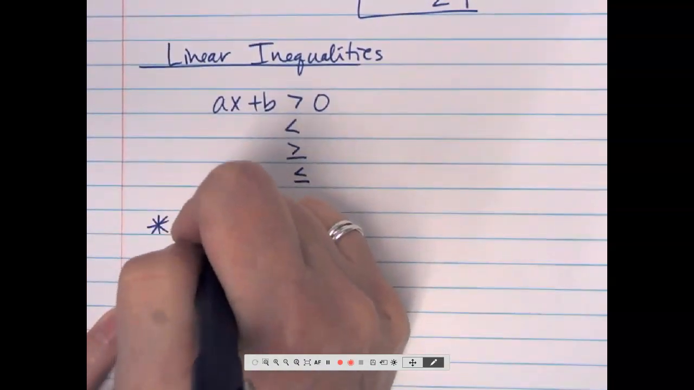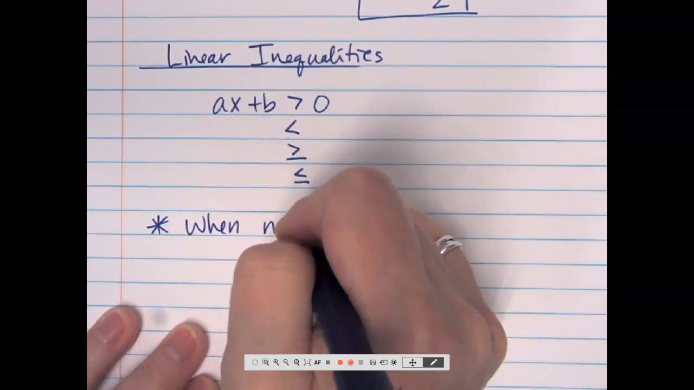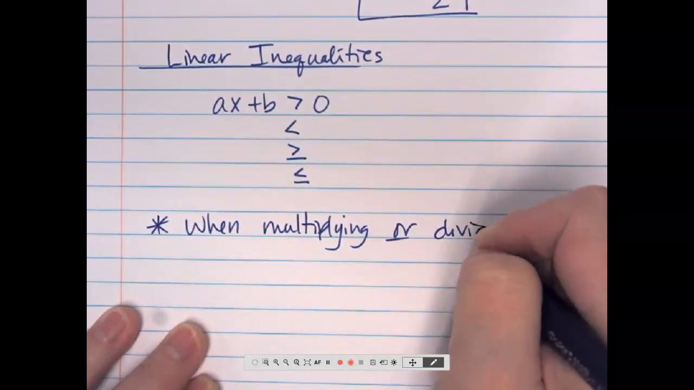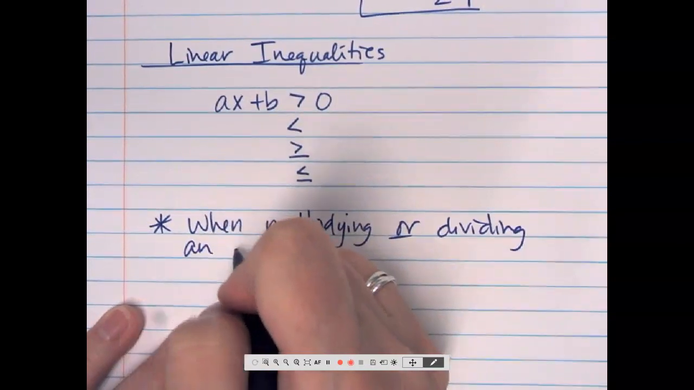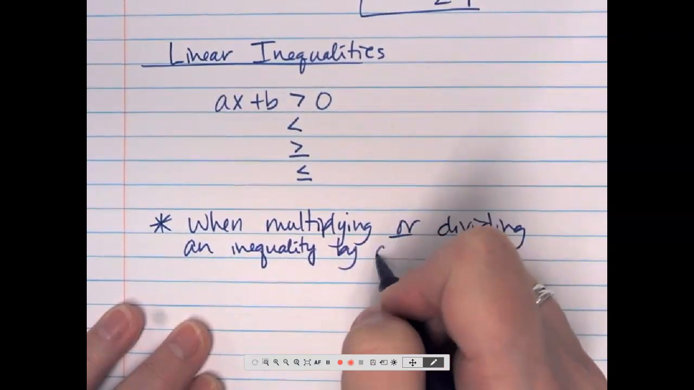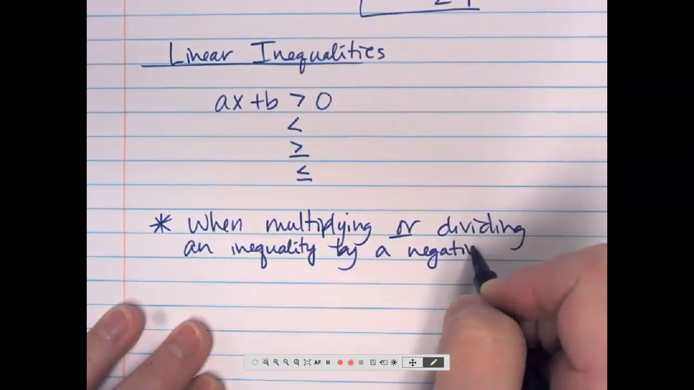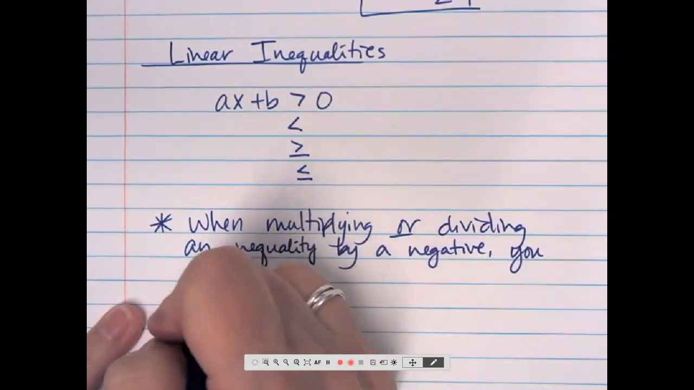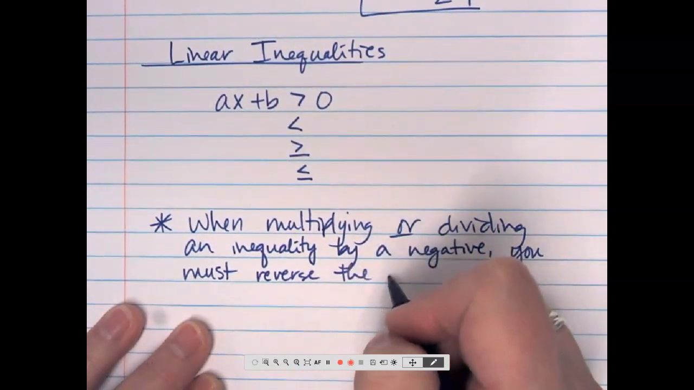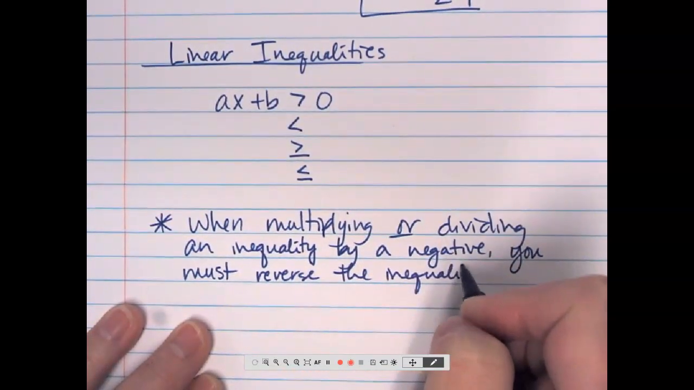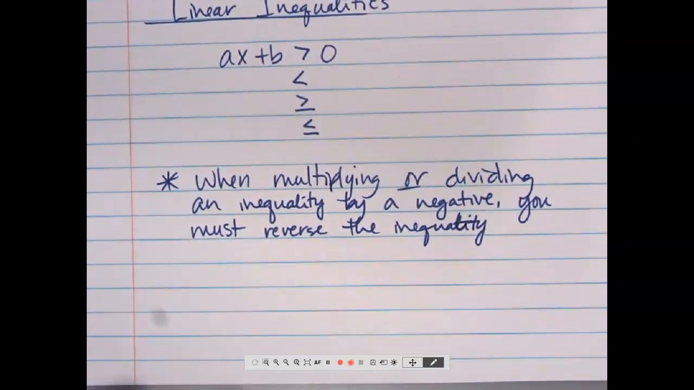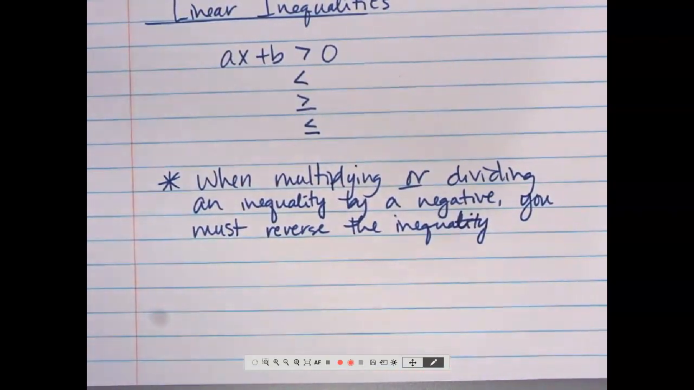Okay, so when multiplying or dividing an inequality by a negative, you must reverse the inequality. Oops. I crossed my L there. Should be inequality. I keep thinking I can lean on this.